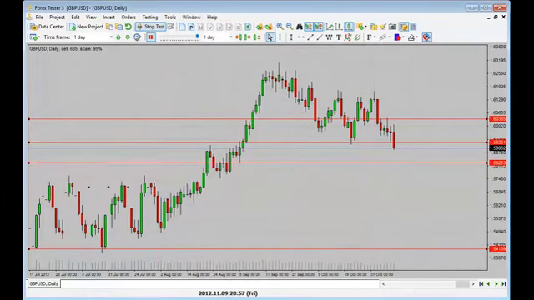So in just under 10 minutes time, we will see the RBNZ official cash rate decision. A little snippet from live, none of the 18 economists surveyed by Bloomberg.